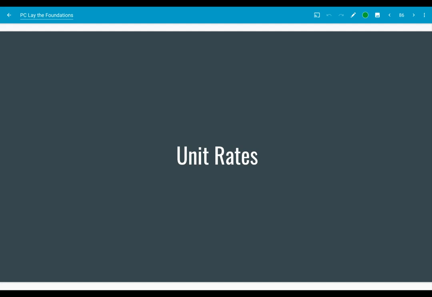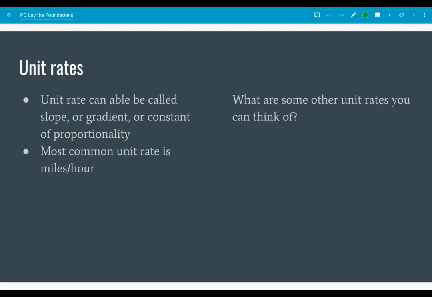Okay, we're next going to look at unit rates. So unit rates are often called slope. They're also called gradient by the British. In early grades, 4th, 5th, and 6th grade, it's called the constant of proportionality. They all mean the same thing, right? A unit rate is just the relationship between two things, right?